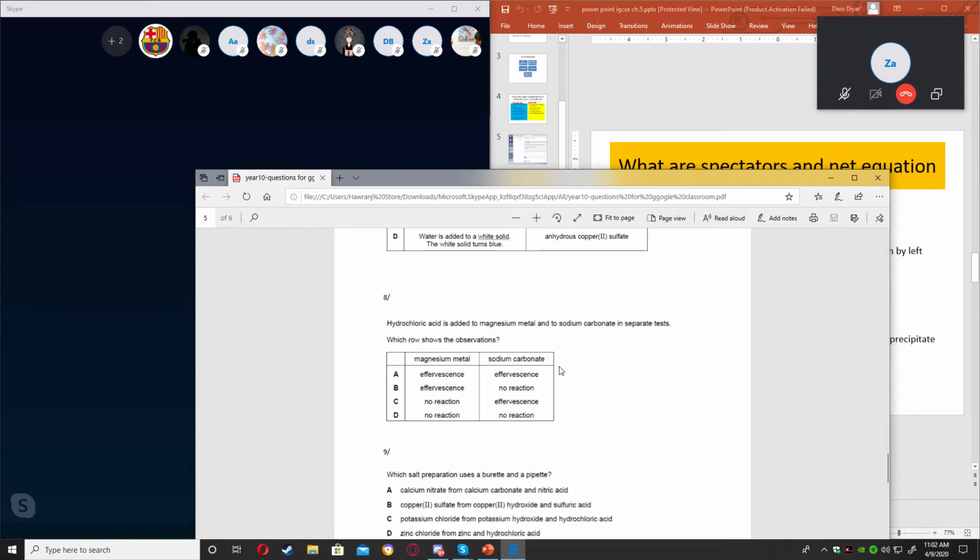CO2. Very good. So according to that, we know that for magnesium metal, there is no CO2. So we will choose C. C is the best answer, okay? Because for the magnesium carbonate, we have CO2. So question A, C is the best answer. Hydrogen figure. The government magnesium metal.